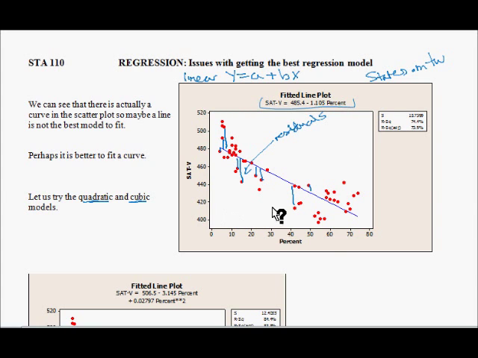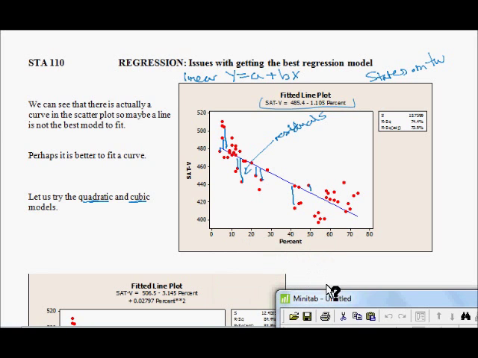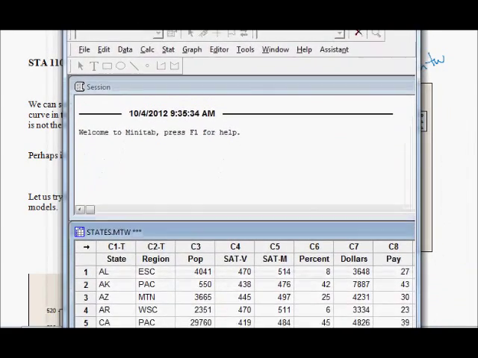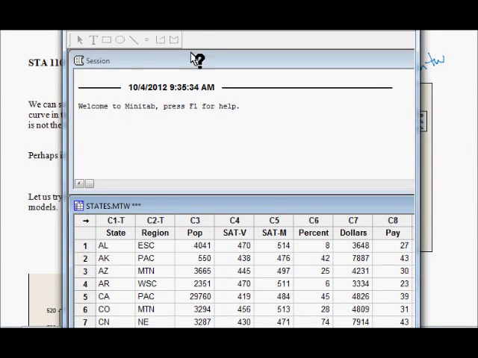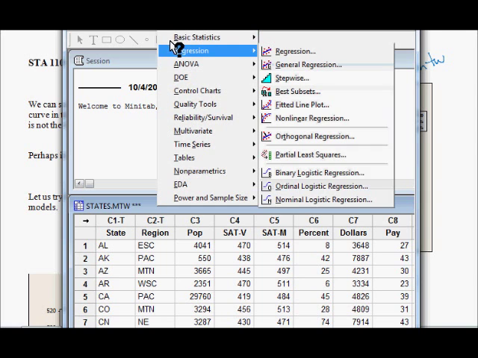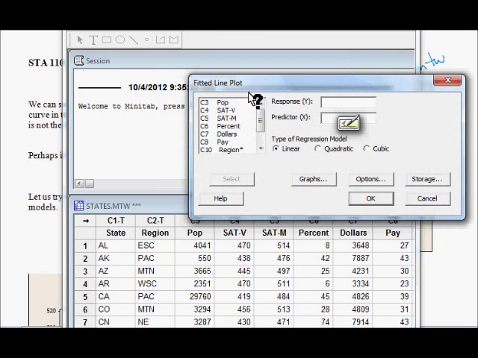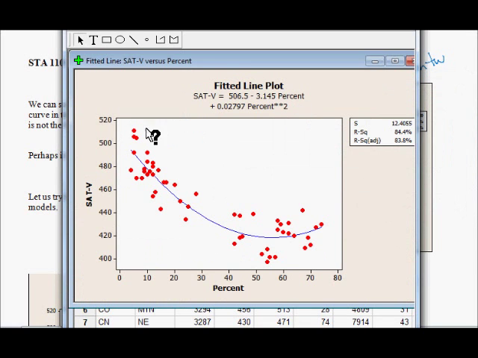Before we scroll down, I'll show you how to get those from Minitab. Same place you got the linear model. So if we go back to Minitab, remember to get these graphs, we did Stat, Regression, Fitted Line Plot. I want verbal as my response and percent as my x, my predictor. I fitted the straight line before, but I can fit a quadratic. And there it is, the graph of the quadratic, which is the same as what we have in the handout. Or I could fit a cubic.